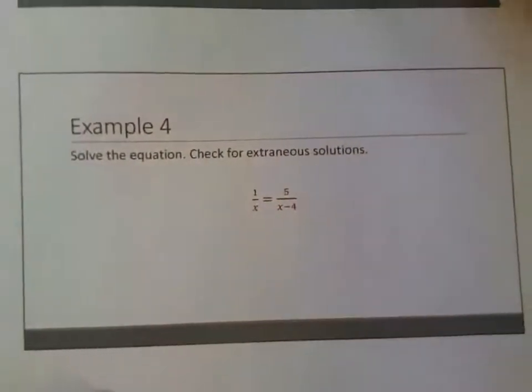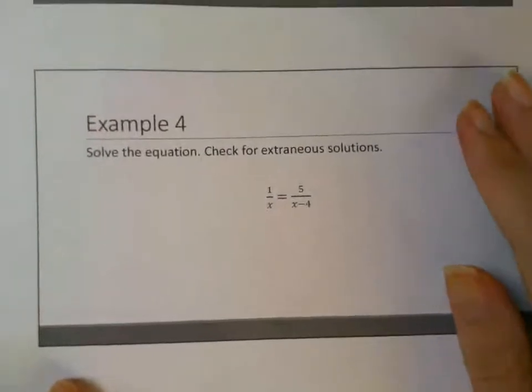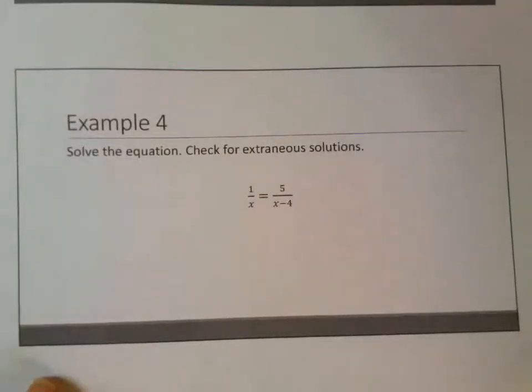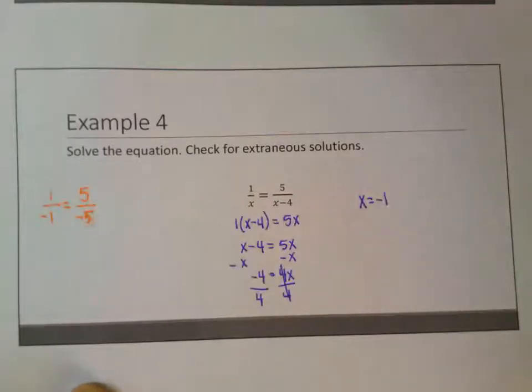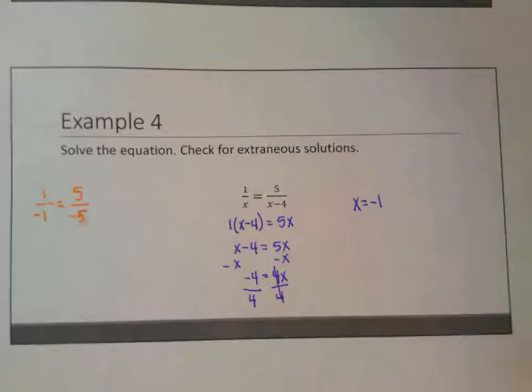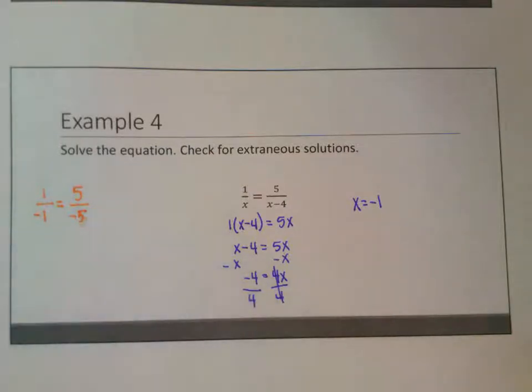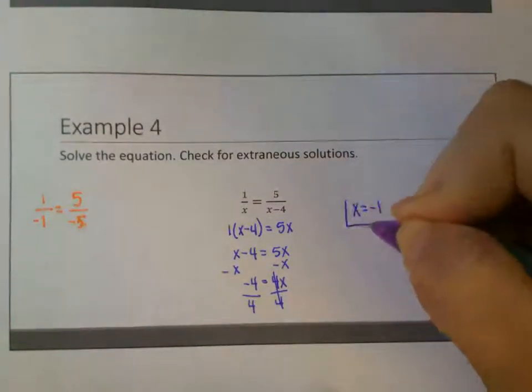I would like for you to try this one on your own completely from beginning to end and see what answer you get. Don't forget to check for extraneous solutions. All right, if you need to pause for a second and check your work, you can. But you can see we got an answer of x equals -1. When I plugged it in, I got 1 over -1 equals 5 over -5. And we hopefully know that those do end up reducing to be the same thing. So that tells me that I get an answer of x equals -1. This is a true statement.